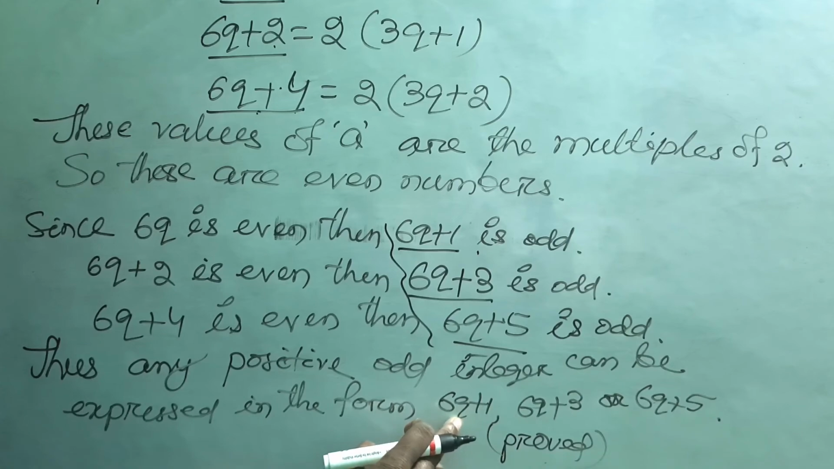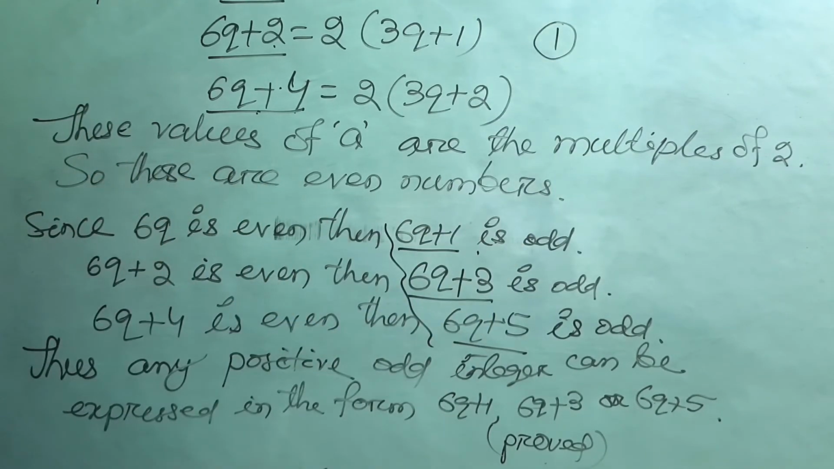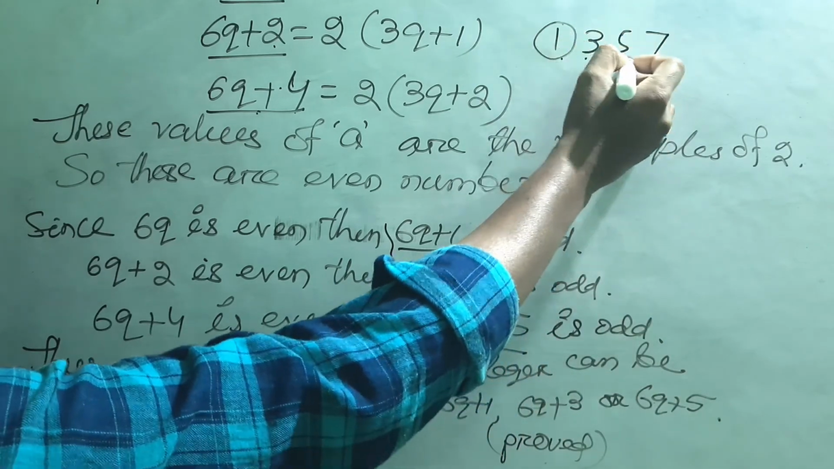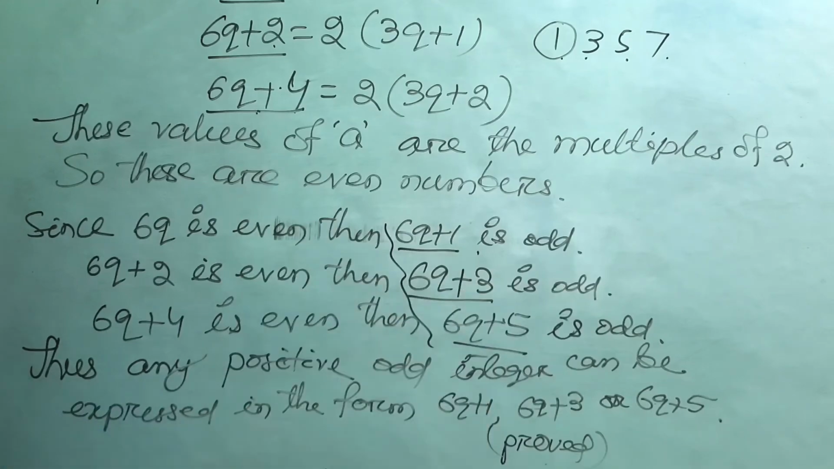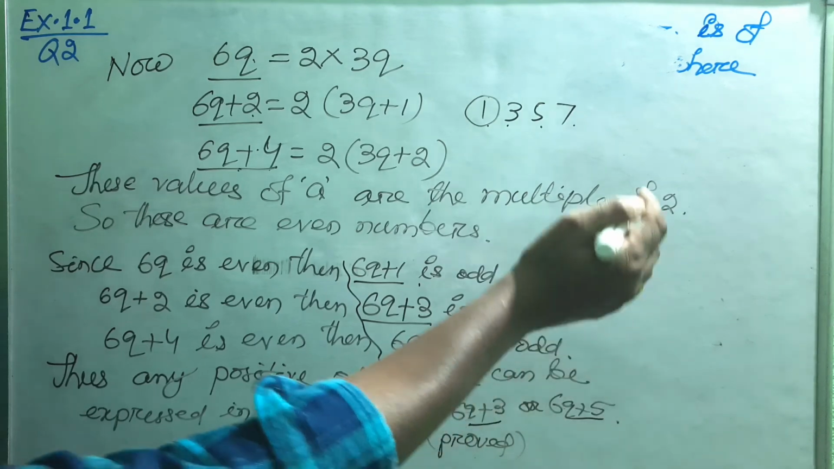Here q is any integer. If you take q equal to 0, then it becomes 1, so 1 is an odd integer. If you take q equal to 1, you will get 7. Here if you put q equal to 0, then you will get 3. And here if you put q equal to 0, you will get 5. So 1, 3, 5, 7. In this way you will get odd numbers. So any odd number can be expressed either in this form or in this form or in this form.